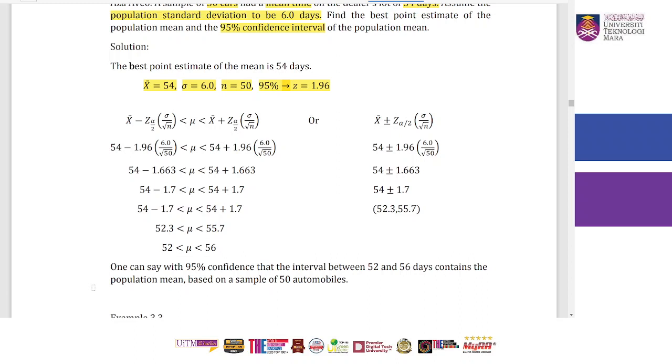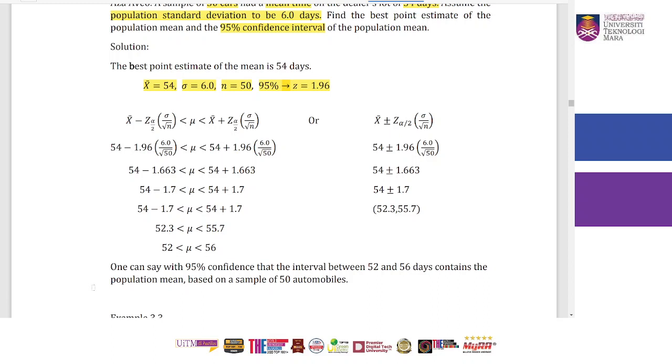Okay. So in this case, they can just say that one can say with 95% confidence that the interval between 52 and 56 contains the true population mean, based on a sample of 50 automobiles. Okay. So that is how you interpret the confidence interval. Okay, boleh? Or you can just use the second one. So the second one is just simply plus minus, sama je benda tu. So X bar plus minus. So from there you can get the values for the confidence interval.